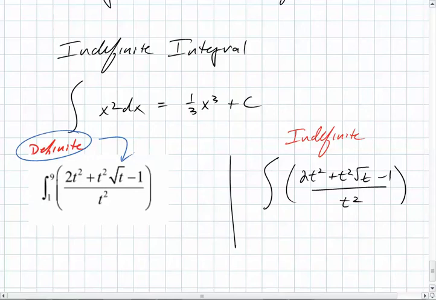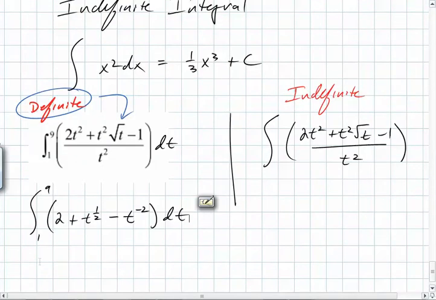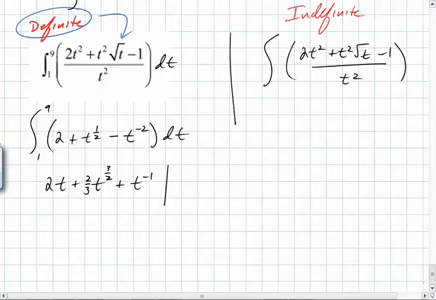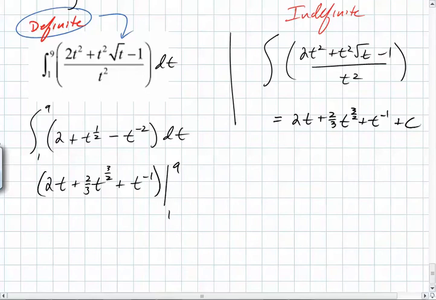What does that come out to be? 2t plus 2/3 t to the 3/2 plus t to the -1, and you're evaluating this from 1 to 9. A great thing to do is put parentheses around it so you know you're evaluating the whole thing from 1 to 9. So if I asked you, what's the indefinite integral of this thing right here? 2t plus 2/3 t to the 3/2 plus t to the -1, and then to be really complete, what could you put on the end? Yeah, the general indefinite integral, plus c.